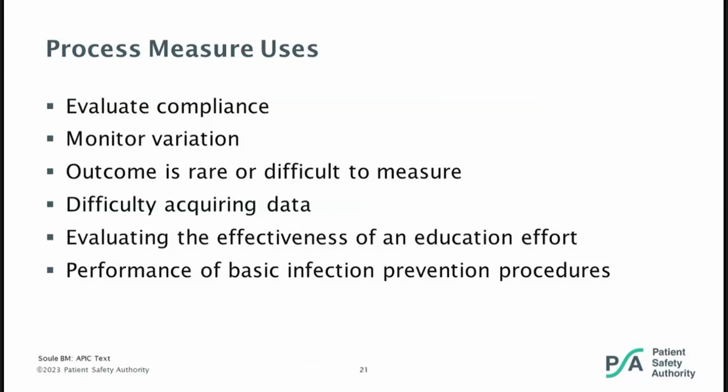So overall, why do we care about these process measures? We already know that it's an important part of validating that there is compliance with all parts of an initiative or process, but process measures can also monitor variations that may be occurring in these processes. They can be used when the outcome we're looking for is rare or difficult to measure, or if there is difficulty in acquiring data, because both of these factors make monitoring outcome measures more difficult. Additionally, process measures are useful when evaluating how effective education has been by measuring behavior or tracking compliance with basic infection prevention practices such as hand hygiene.